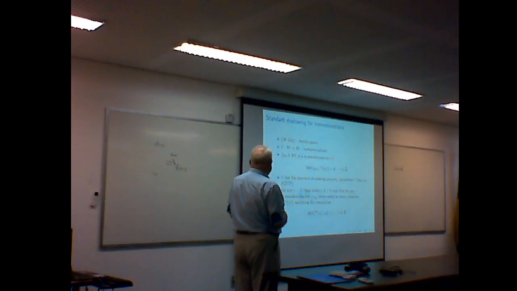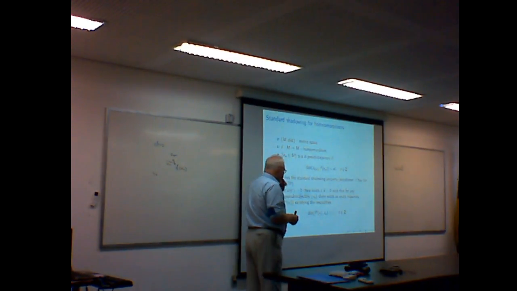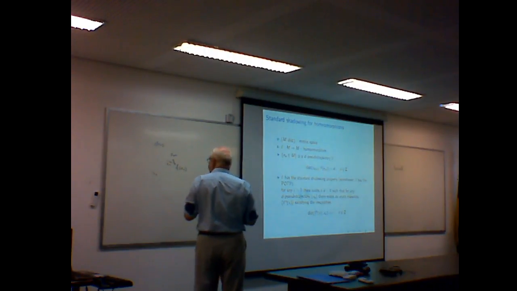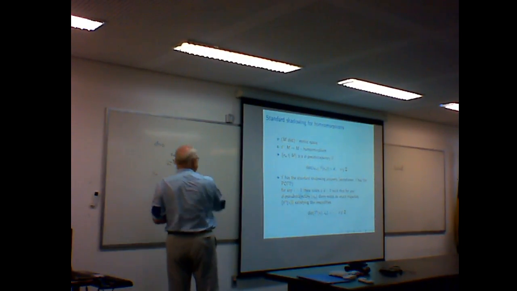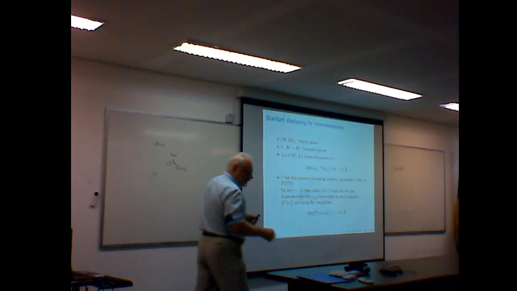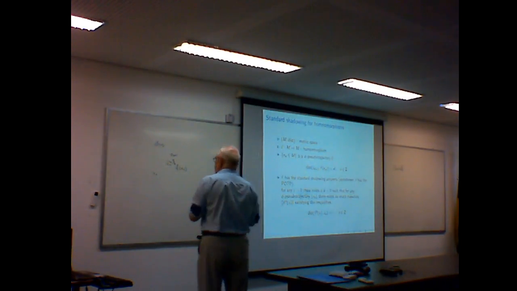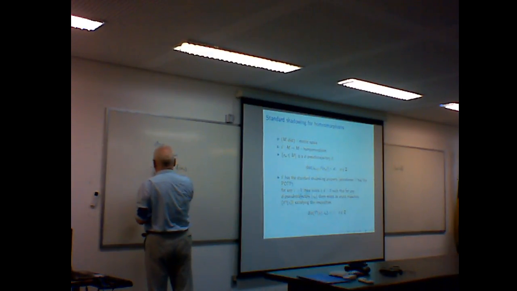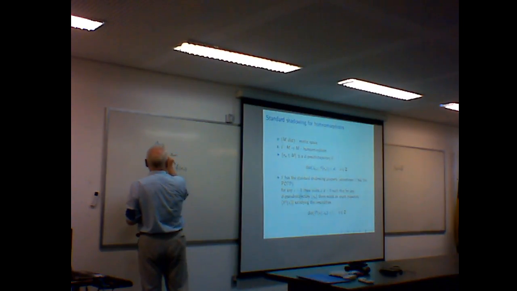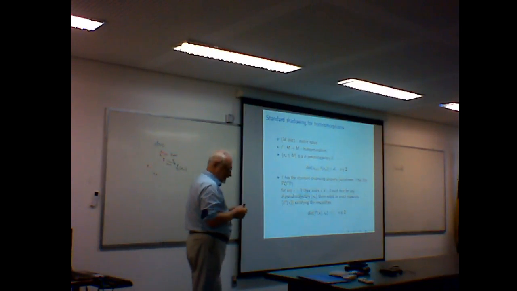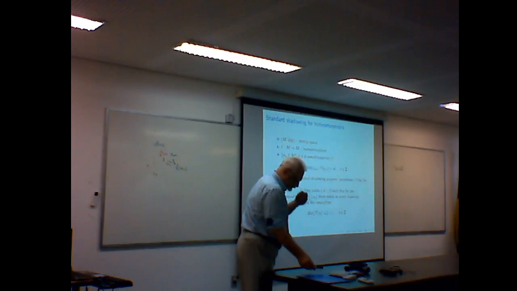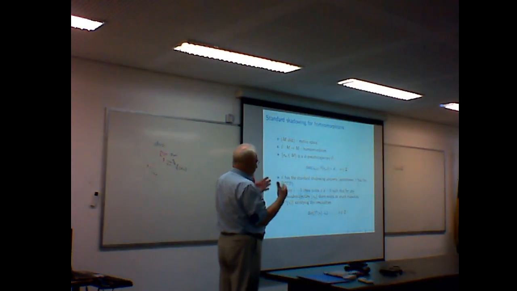So the shadowing property means that for any positive epsilon, there exists a positive d, such that for any such approximate trajectory, we can find an exact trajectory of some point x, such that these distances are less than epsilon. So for any approximate trajectory, there is an exact trajectory close to it.